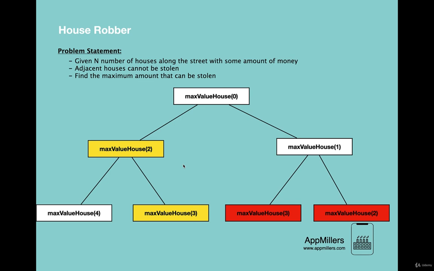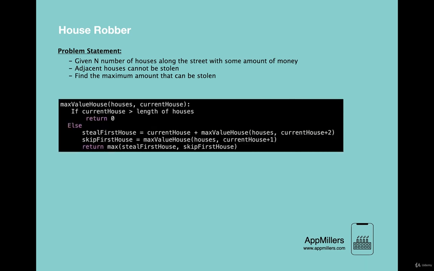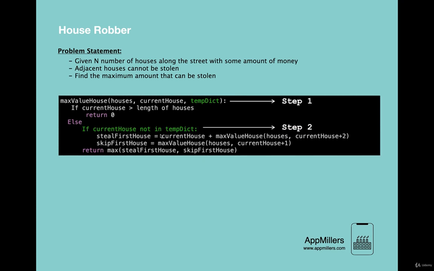As we mentioned, to convert the divide and conquer algorithm to the top-down approach of dynamic programming, we have to implement 4 steps. The first step is to create a temporary dictionary to store the answers that we have already calculated, and we send it as a parameter. The next step is to check whether the solution exists in this temporary dictionary or not. If the current house is not in the temporary dictionary, then we continue to these recursive calls. Otherwise, we do not continue to the recursive call. We just return the value from the temporary dictionary.